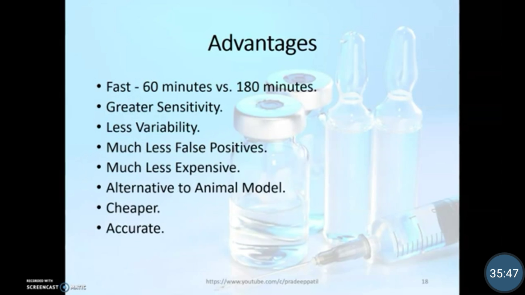Again, it is an alternative to the animal model, animals are not required, and it is accurate testing. There are fewer chances of inaccuracy, less time consuming, and it gives more accurate results. So these are the two tests which are done to check the pyrogenicity. Our pyrogen testing is done by these two tests. Again, these two tests are very important from the exam point of view.